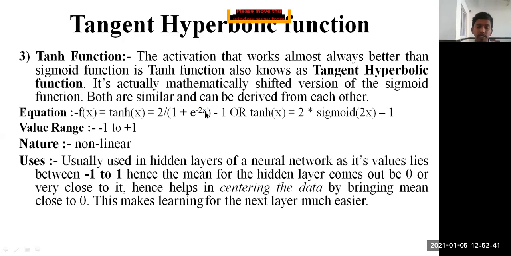In the previous representation, you have seen a minus z here. It can be minus x or minus z, so according to your variable indication, that can be changed. The relationship between these two functions, the sigmoid activation function and the tangent hyperbolic function, is tanh of x is equal to 2 into sigmoid function of 2x minus 1. That's how these two are derived from each other. The range of these values is minus 1 to plus 1.